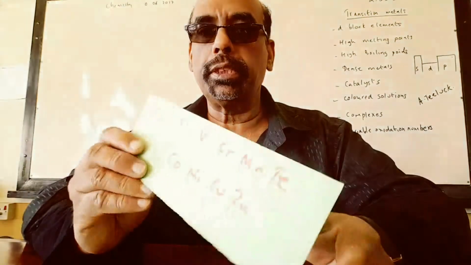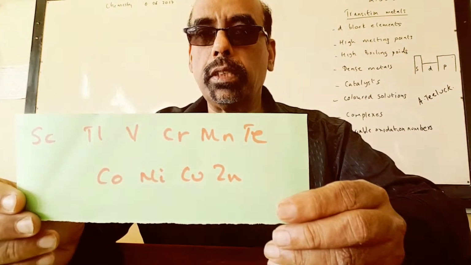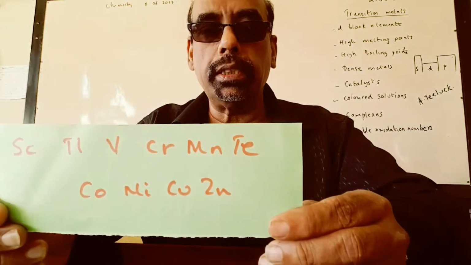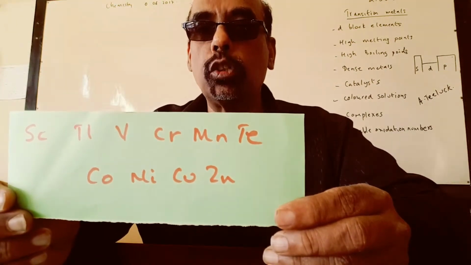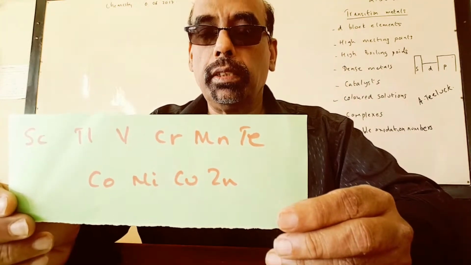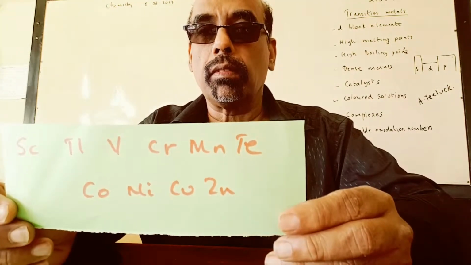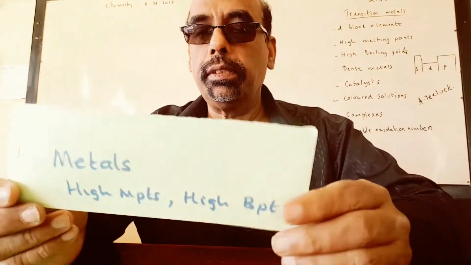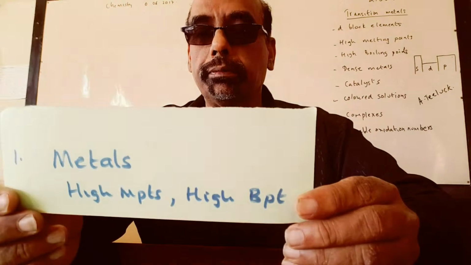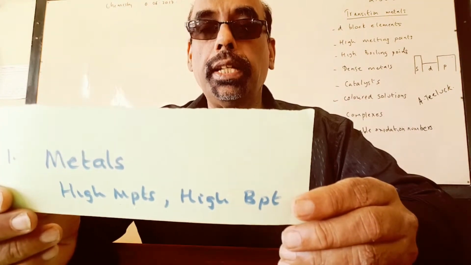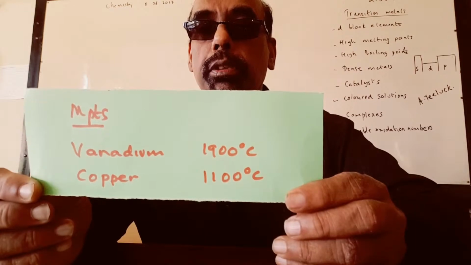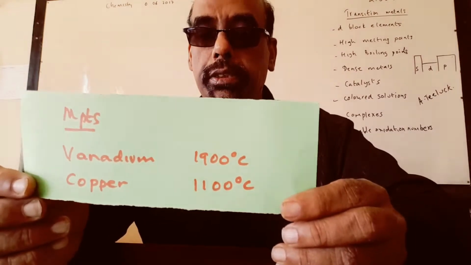If you refer to your periodic table, you will see some examples of transition metals: scandium, titanium, vanadium, chromium, manganese, iron, cobalt, nickel, copper, zinc. These elements have some special properties. For example, they are all metals with high melting points and high boiling points. The melting point of vanadium is 1900 degrees Celsius. The melting point of copper is 1100 degrees Celsius.